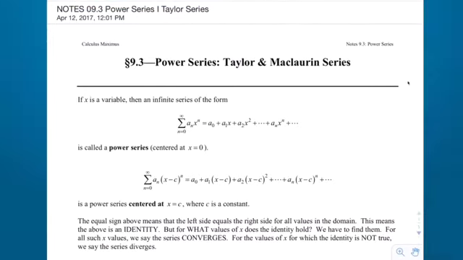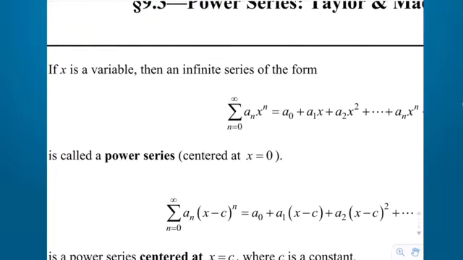9.3, power series, Taylor-Maclaurin series. All right, so what we're going to look at now is very similar to what we did in 9.1. We had infinite series, but those series were just functions of n. They only had one variable in it.